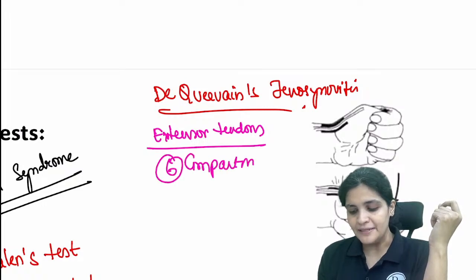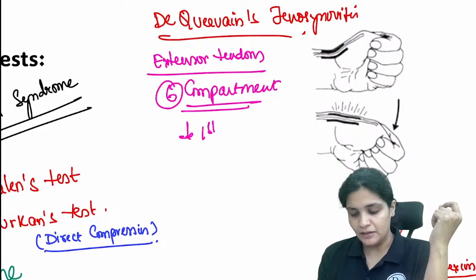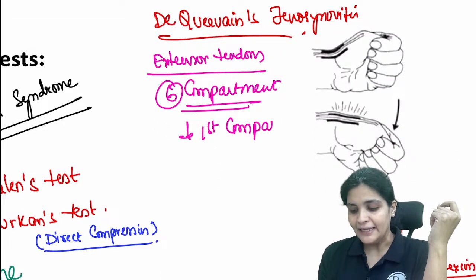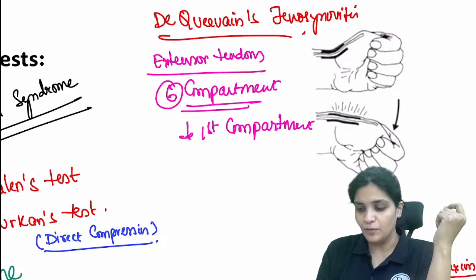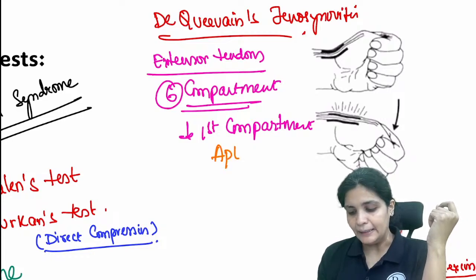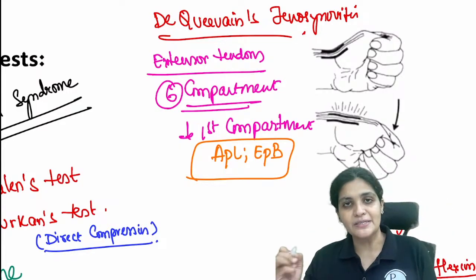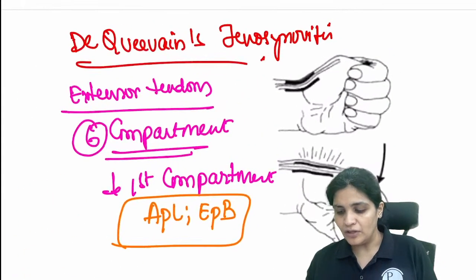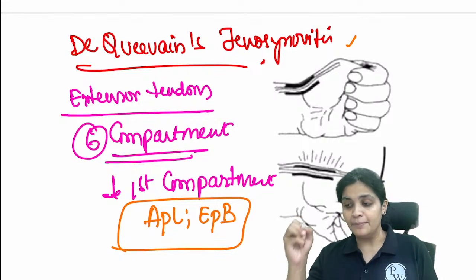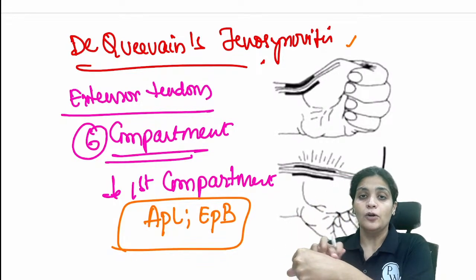Here, in case of tenosynovitis, there is the first compartment. The first compartment tendons get affected, and in this compartment you have APL and EPB, that is abductor pollicis longus and extensor pollicis brevis, right? Whenever these two tendons get inflamed, they present with pain on the dorsal aspect.